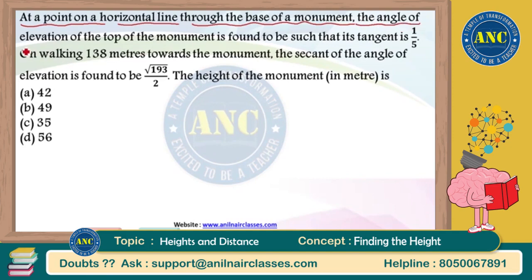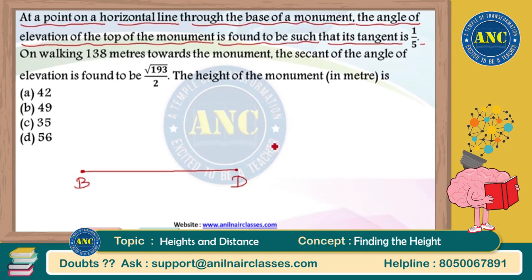the angle of elevation of the top of the monument is found to be such that its tangent is 1 by 5. That means there is a horizontal line. I will name that horizontal line as BC, or BD, for example. I will name it as BD. At a point, you can name anything. I am just representing by some letters.